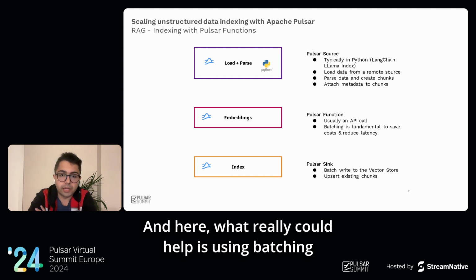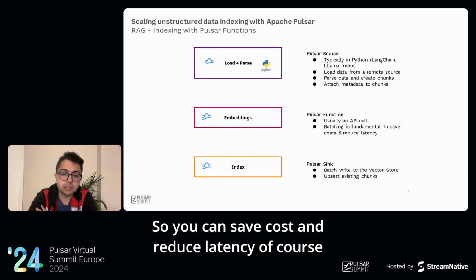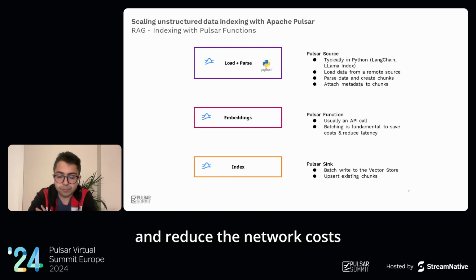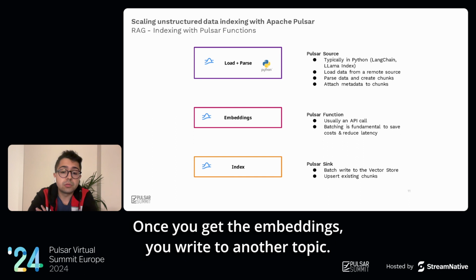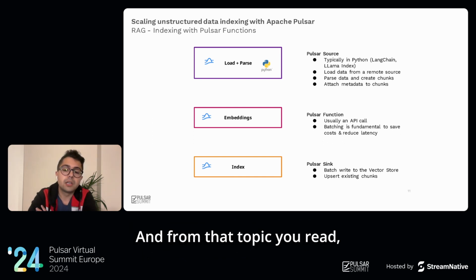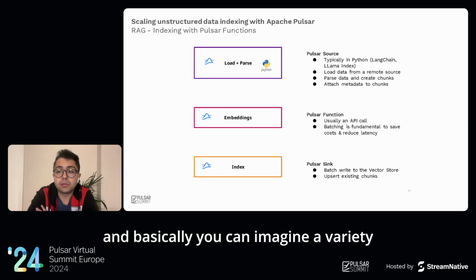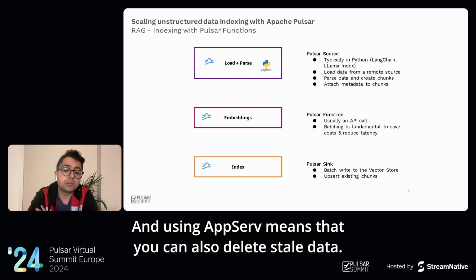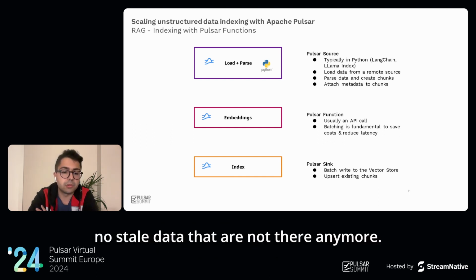And here, what really could help is using batching, because most of the providers support batches of embeddings. So you can save cost and reduce latency, of course, and reduce the network calls and all the ops that this involves. Once you get the embeddings, you write to another topic, and from that topic you read, and again in batch, you can write to the vector store. Basically, you can imagine a write to the vector store like an upsert, and using upsert means that you can also delete stale data. Let's say you update a web page, you can delete all the chunks of the stale data that are not there anymore.